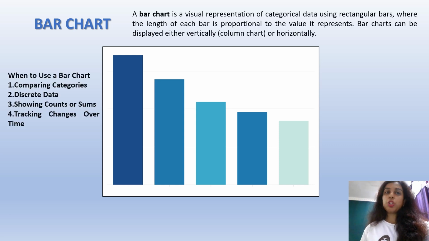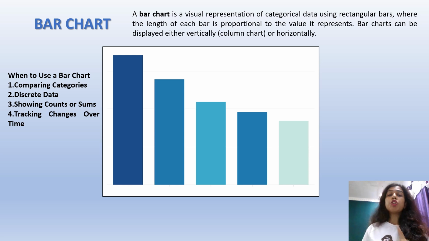Let's see when to use a bar chart. Bar charts are best used for comparing different categories, groups, or sets of data. They make it easy to see the difference or similarities at a glance. Now, what about discrete data? Use bar charts for discrete categories such as types of products, survey responses, or month of the year. Each bar represents a single category.